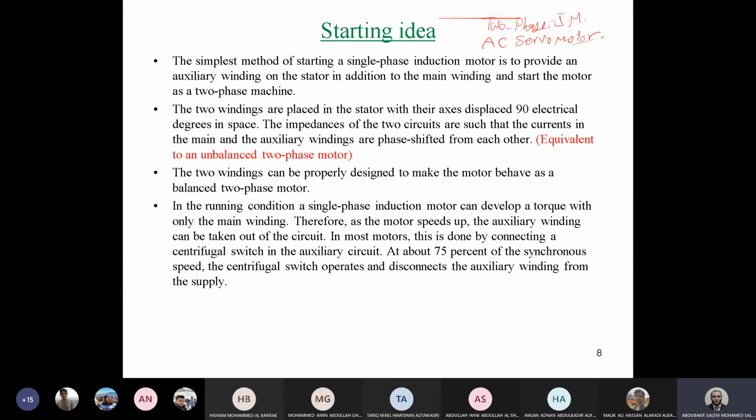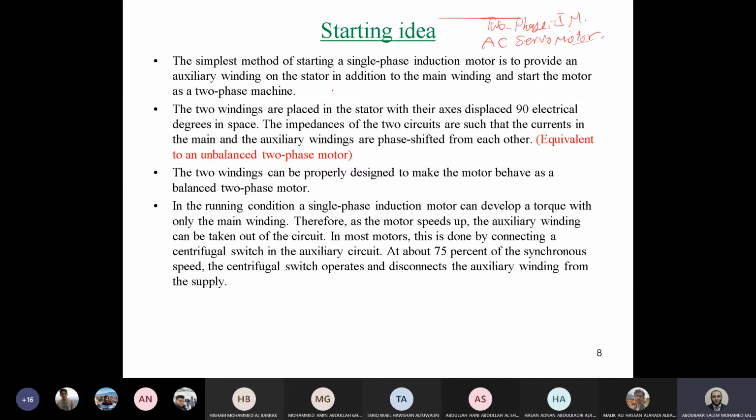So by adding another winding like two-phase, we will now have two windings in the stator. One is called the auxiliary winding, and the other is called the main winding. Why do we call it like that? In a two-phase induction motor, both windings carry currents. However, here it's a bit different. In a two-phase induction motor, we supply the machine from two different sources, and the phase shift between the sources is 90 degrees. However, in single phase, we supply the machine from the same source.